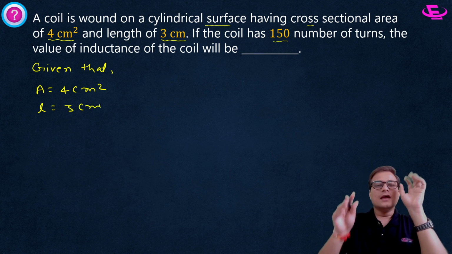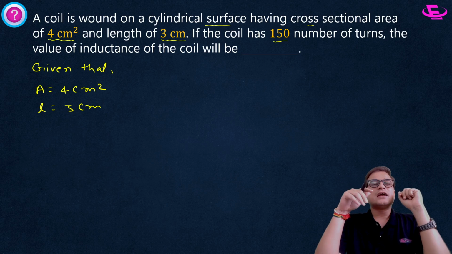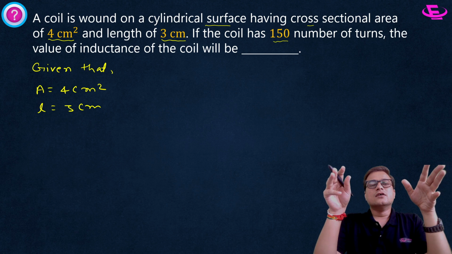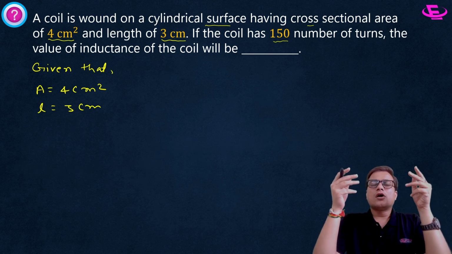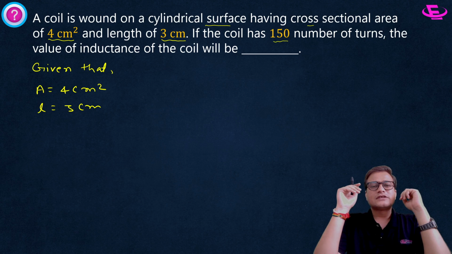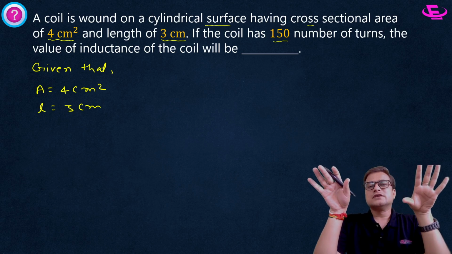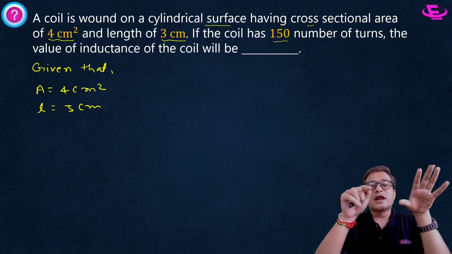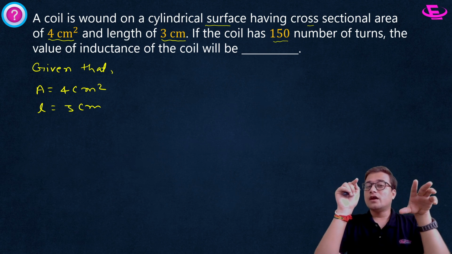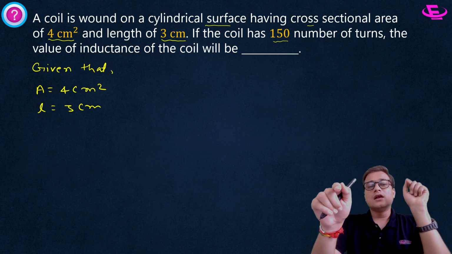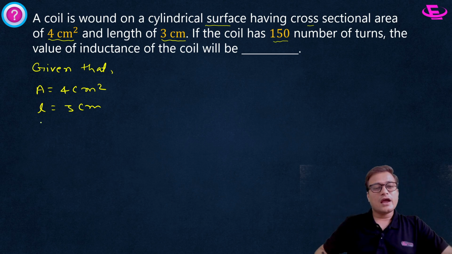Acha, tell me one thing. Instead of this, if someone says that a wire is wound on a cylindrical surface, the length of wire is 3 centimeter and the area of cross section of wire is 4 centimeter square, the coil has 150 turns, please tell me the inductance of the coil. Don't tell them any answer; tell them to give the correct data, the area of cross section of the coil and the length of the coil. So A and L are given. Next, the number of turns is given. It is 150.